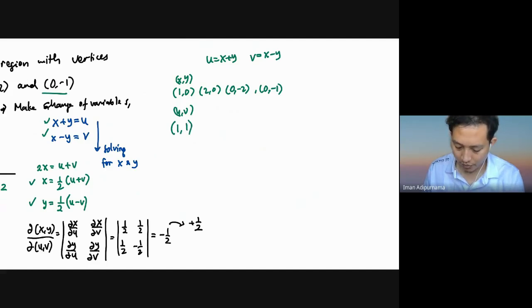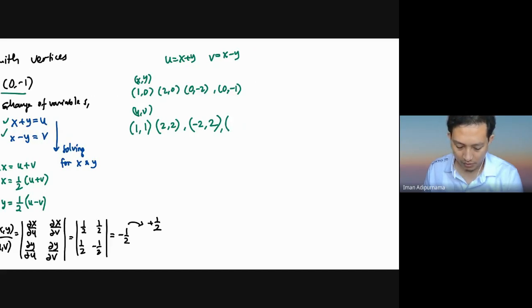And from 2 and 0, 2 plus 0 is 2, 2 minus 0 is 2. Okay. And from here, x plus y, 0, -2, is -2, x minus y, it will be positive 2, right? And the last one here, 0, -1. So plus, it's just -1. And then minus, it's positive 1. Okay.